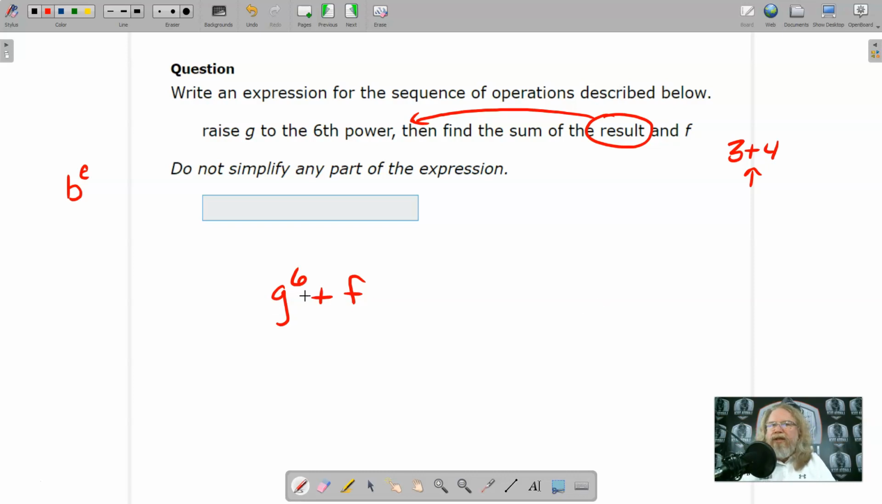Order of operations says we first have to deal with the exponents before we deal with addition. So we don't need any parentheses here because the exponent notation is going to have to be handled first. So that would be first raising g to the 6th and then adding f to the result. And addition is what we do when we find a sum.